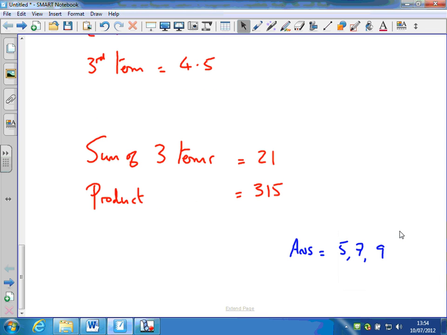So now, as an extension activity, you could have a go at finding these 3 terms. We've got 3 terms in an arithmetic progression in this extension here. They add up together to give 21, and the product of the 3 terms is 315. So work out what those 3 terms are, and the answer turns out to be 5, 7 and 9, so you can check that.